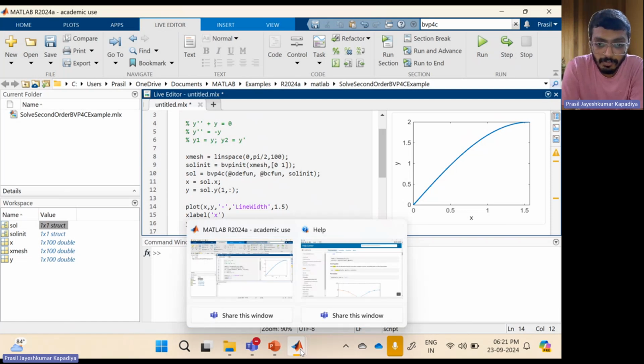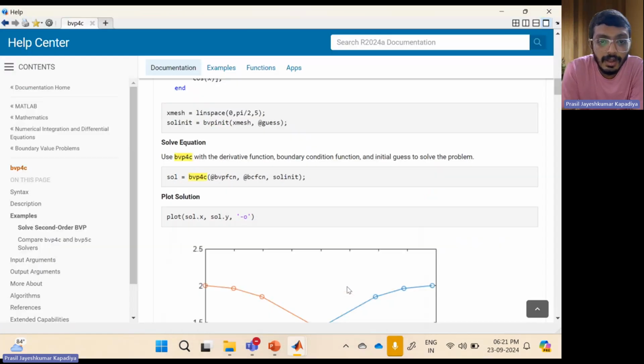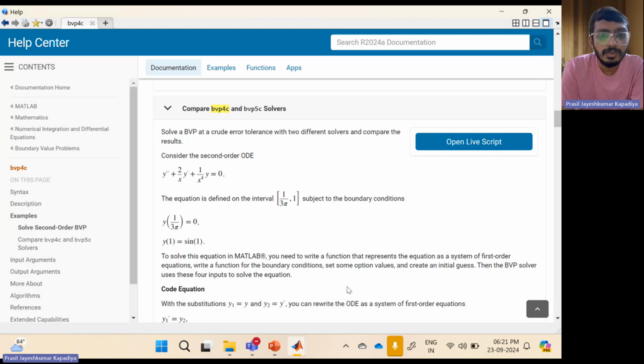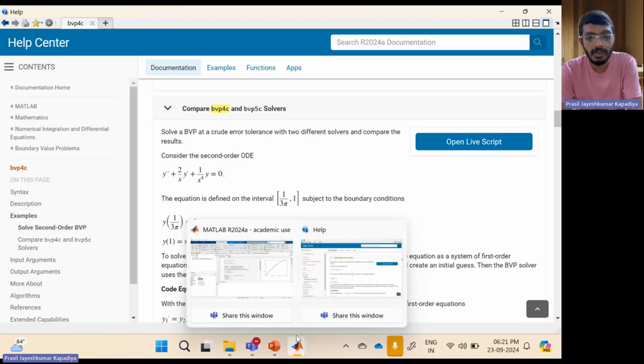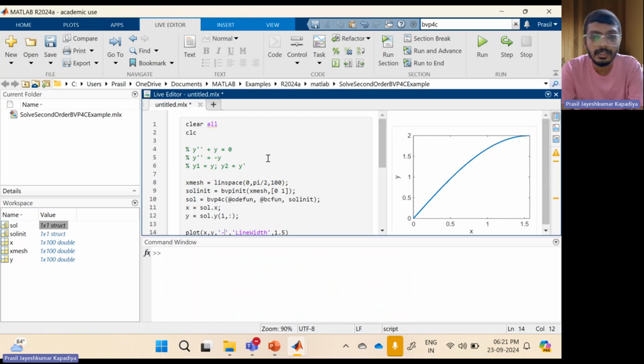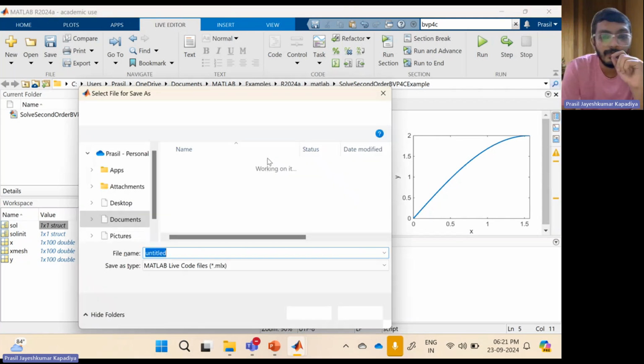Let's take one more example from this example file, examples given in MATLAB. So this is the equation. Let's try to solve this. This looks a bit more complicated than this one. So we will write the code from the start. We will not copy this. So let me just save this code.